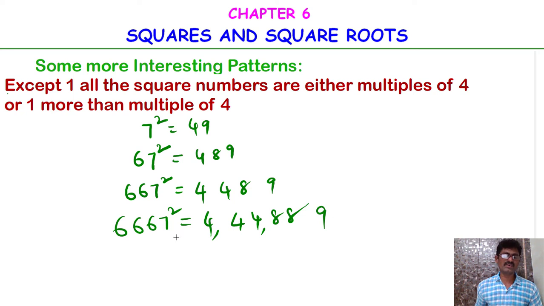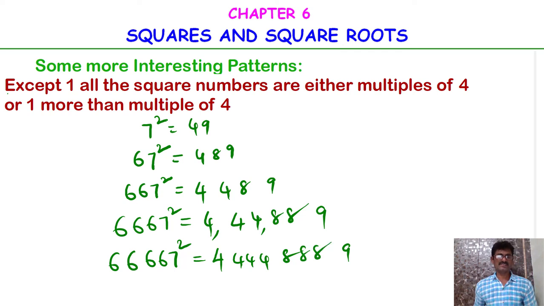That means 44,44,889. That is the square of 6,667. In the same way, if you want to find out 66,667 square, that will be write 4 here, 9 here, and write 3 4s here and 3 8s here. That's it. Like that, we can find out so many interesting patterns in numbers. That is the beauty of mathematics.